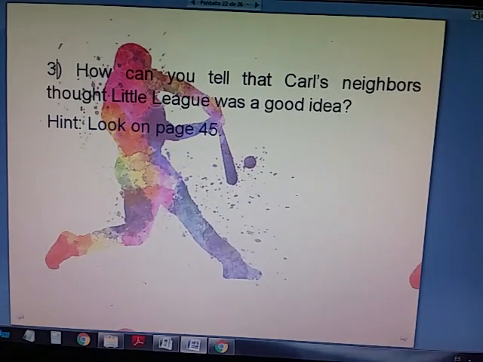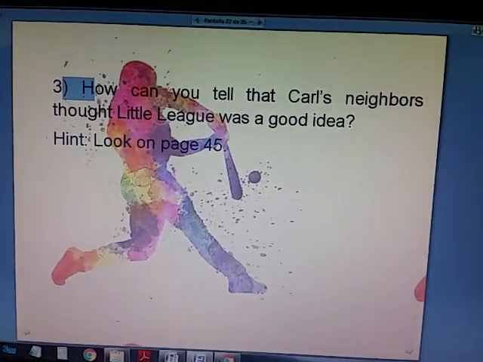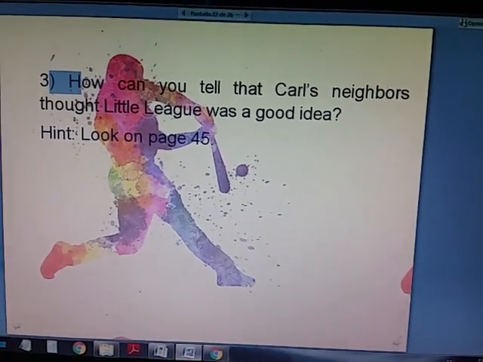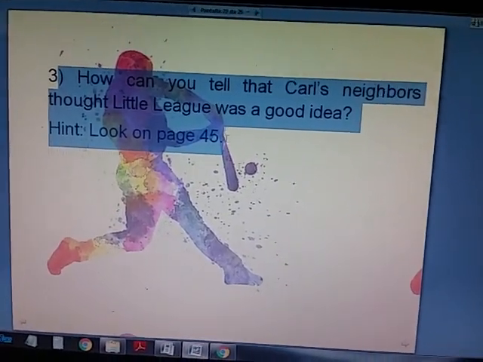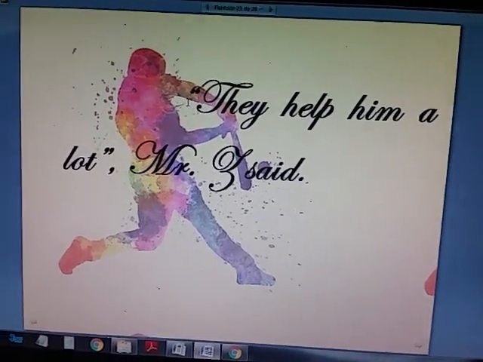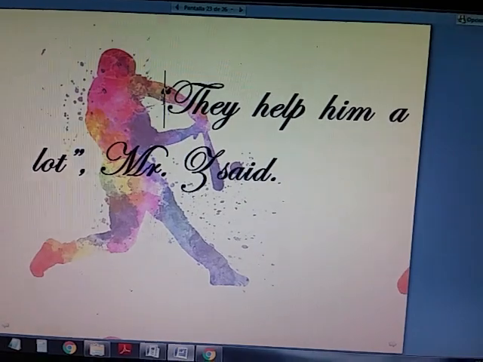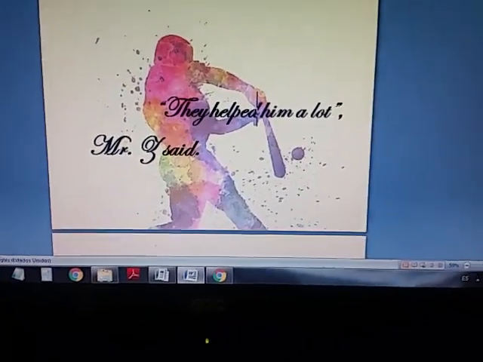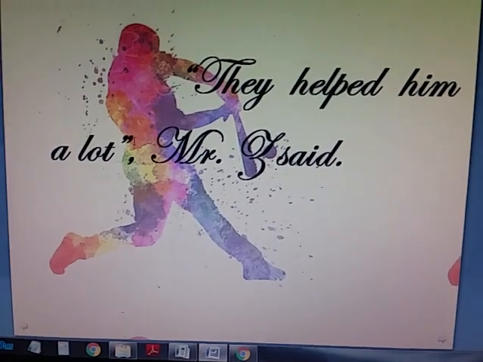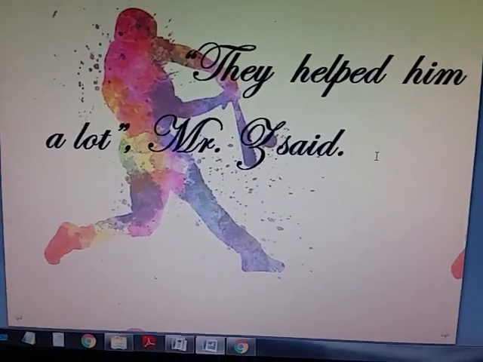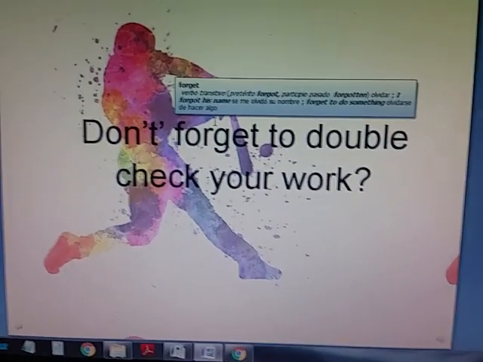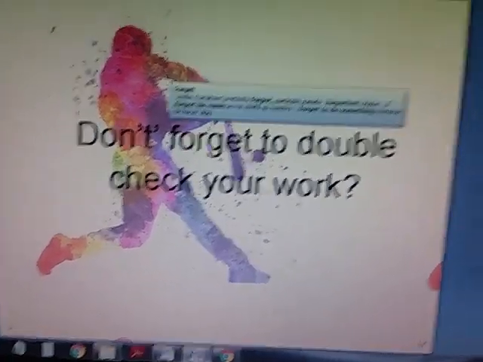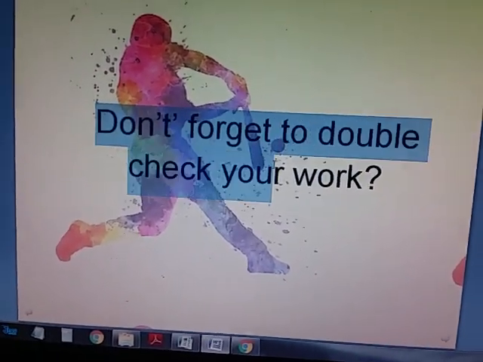Okay, number 3. How can you tell that Carl's neighbors thought Little League was a good idea? And I have a hint on page 45. I checked it, and I came up with this answer. They help. You know what? I'm gonna change this answer. I prefer past. We can have it in present, but we'd better have it in past. Actually, the conjugation went wrong too. Okay, that was my bad. "They helped him a lot," Mr. Z said. And there's a final. Oh, there's no other question. We're done.